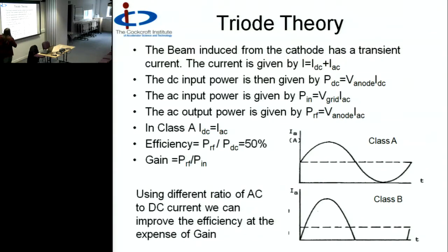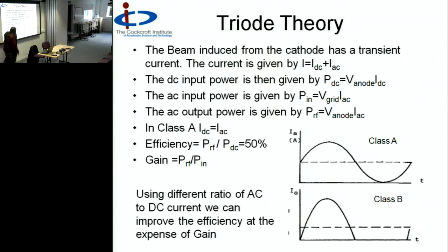Other options are available. Efficiency is then PRF over PDC, which is 50%. You can see they're both multiplied by V anode, but it's IAC over IDC. IAC over IAC plus IDC, so it's 50%. Your gain is PRF over PIN, which is V anode over V grid.